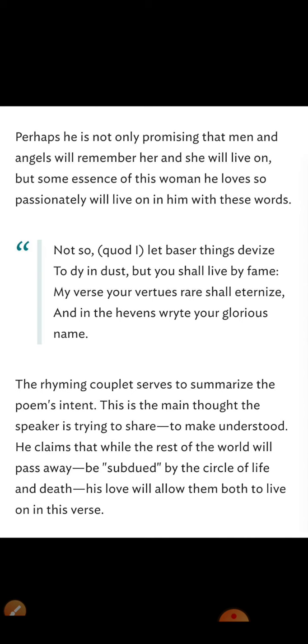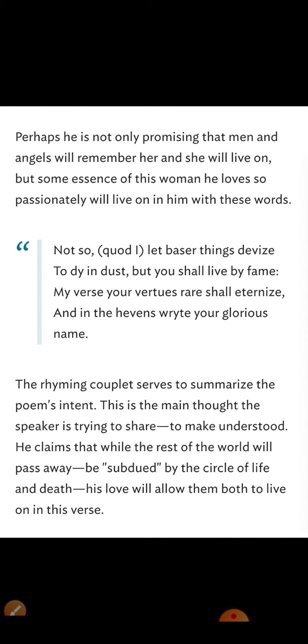Perhaps he is not promising that men and angels will remember her and she will live on, but some essence of this woman he loves so passionately will live on in him with these words. "Not so, let baser things devise to die in dust, but you shall live by fame."